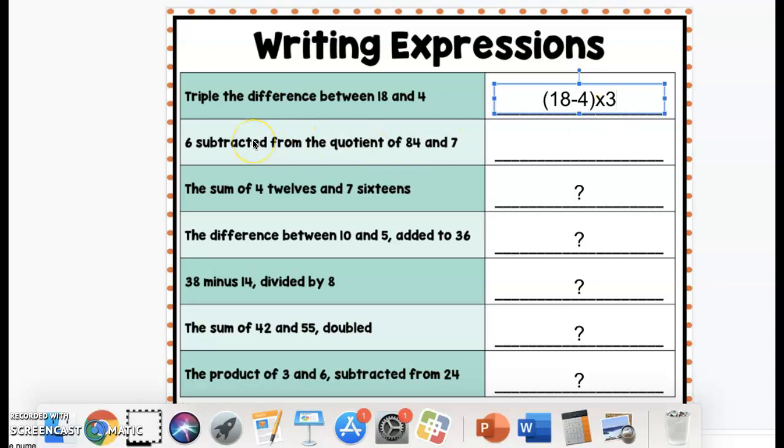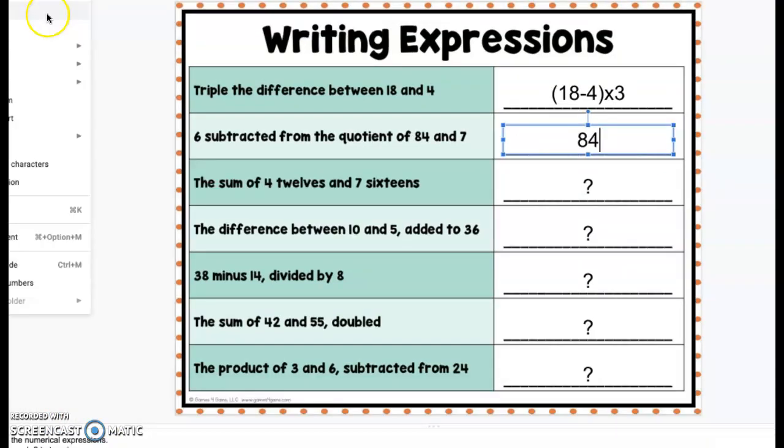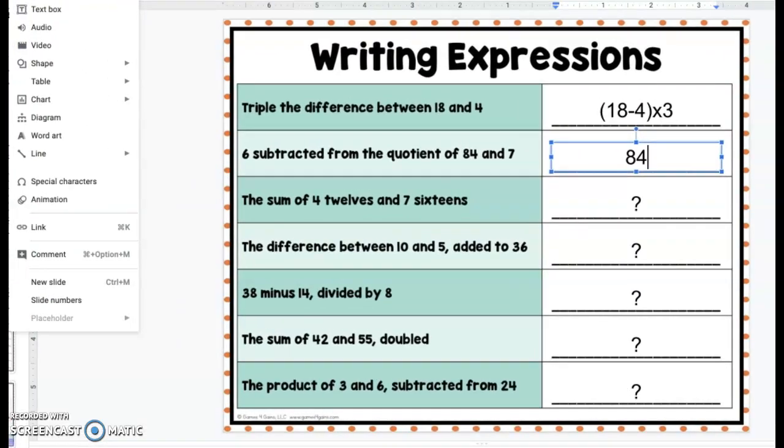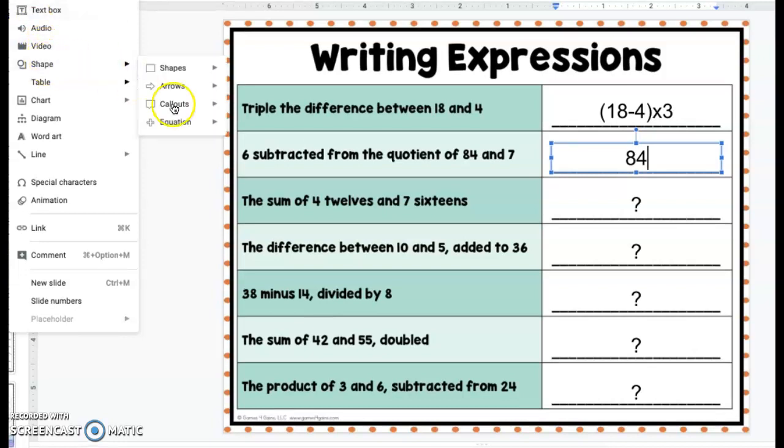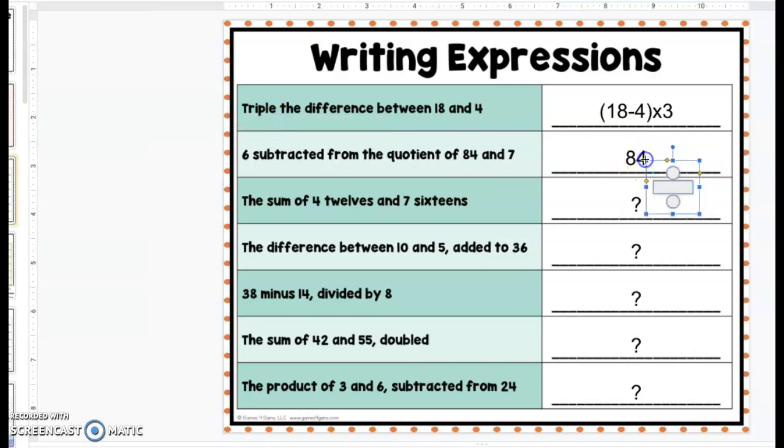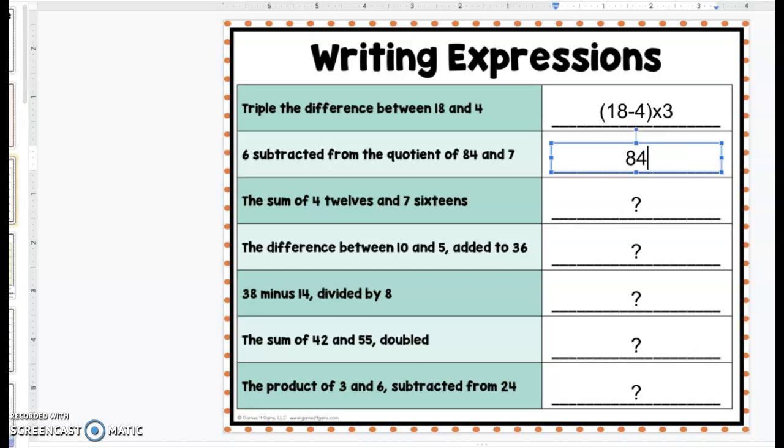Okay, the next one, we need to subtract 6 from the quotient of 84 and 7. So first they want me to do 84 divided by 7. Let me look for my division symbol. Okay, if you go to Insert, and then you click on Shape, and you say Equation, you can put in a division symbol. Yay! Cool, I'm learning a lot here. Holy cow, that's huge. I don't know if this is going to work. You know what is going to work is this, so I'm just going to do this.